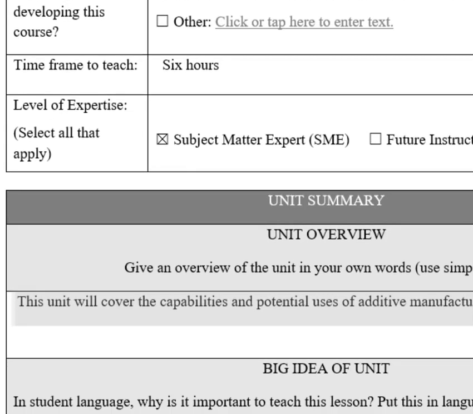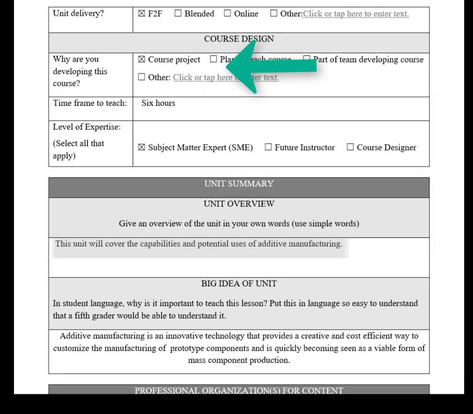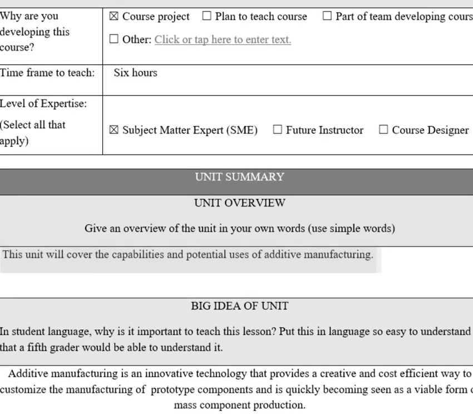The time frame to teach. All right. In this case, I put 6 hours. That could be 2 3-hour sessions. It could be 6 1-hour sessions. It's whatever it is, but the total time frame to teach the course is 6 hours. And the level of expertise is subject matter expert in this case, but it could be future instructors, course designers, whatever you find fitting for this unit that you're developing.